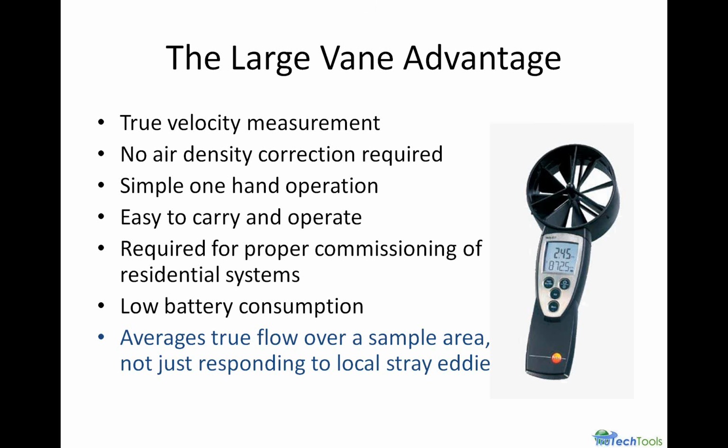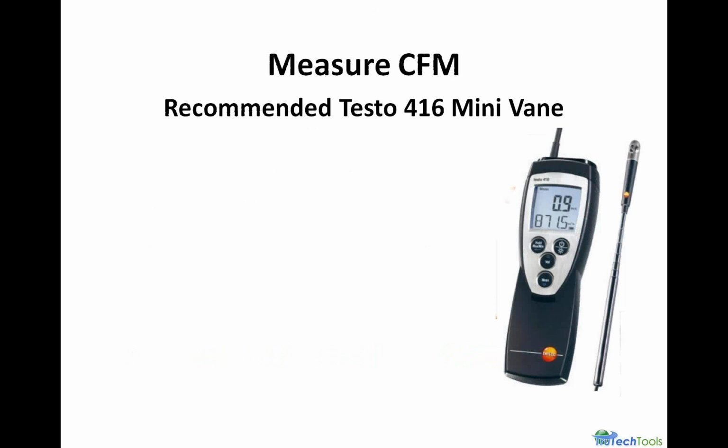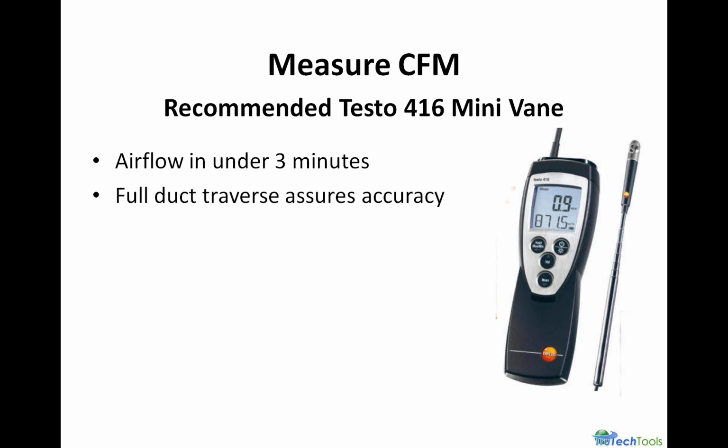And if you have a single return, like a flex ducted system with a central return, that's what you're going to want to measure the airflow with. If you have a ducted system, I highly recommend the Testo 416 mini vane anemometer. Very quick to get airflow, takes less than 3 minutes. You can do a full duct traverse with it, so you're going to get maximum accuracy.